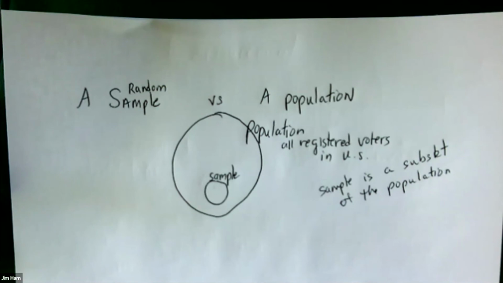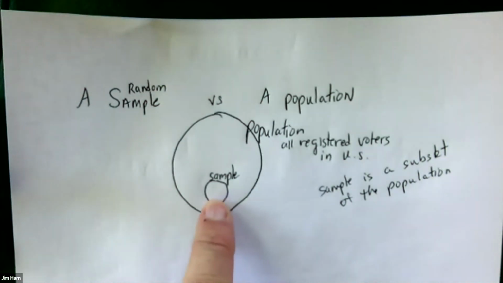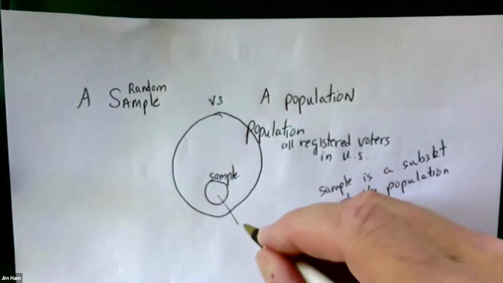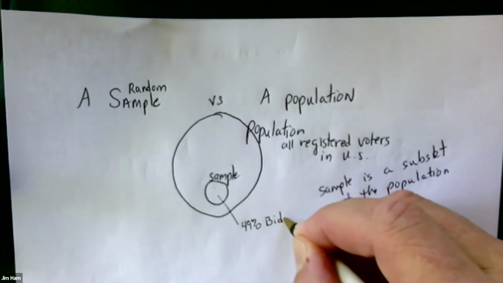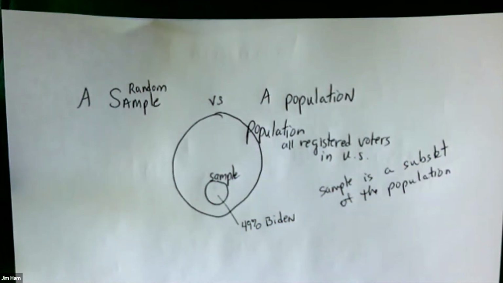And usually when polling goes on, we take this sample and we ask who you're going to vote for, and let's say it comes back that 49% plan to vote for Joe Biden, 49%. Now that number that we come up with in a poll, that's a number that describes the sample.